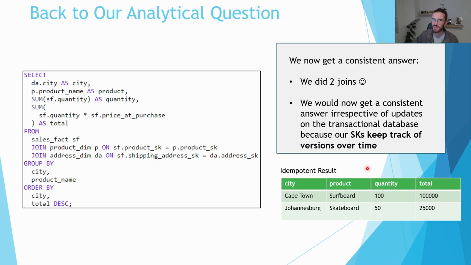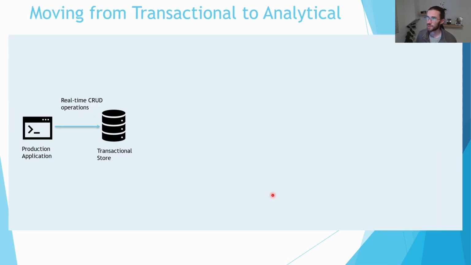So same inputs, same outputs, always. And this is the result we are looking for when we are trying to preserve analytical integrity. So irrespective of whether or not someone has moved from Cape Town to Johannesburg, this is recording that when they were in Cape Town, they bought surfboards most commonly, and we don't have to care that they've made an update to their address.